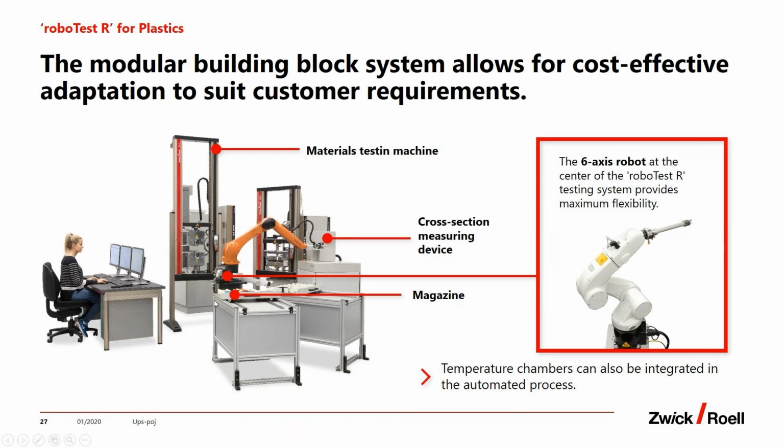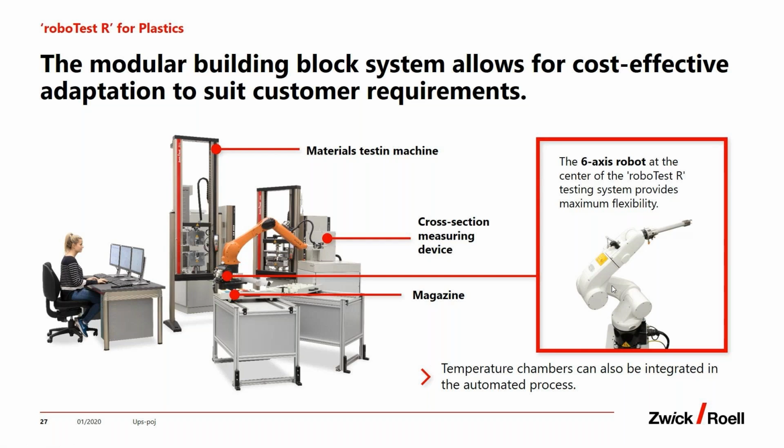What you may miss here is the protection device. We made this picture without the protection device because with it, there's no chance to see anything of the testing machine and the different components. Of course, the protection device is there, but in this case, we just left it away. So the core is a 6-axis robot in the center, and that system really provides maximum flexibility.